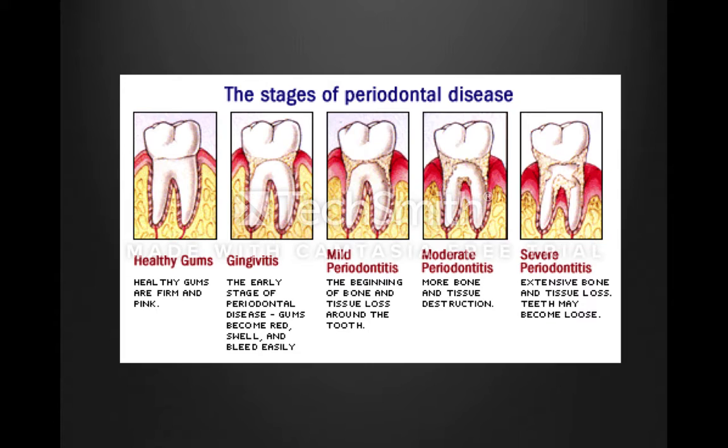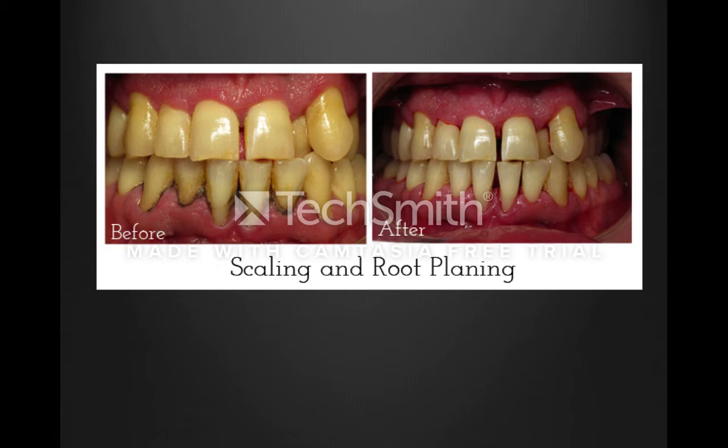This is just a quick example of what the stages look like for periodontal disease. So we're going from healthy gums to severe. And the more severe, the harder it is to treat, the longer it is to treat, but we notice more results when we're comparing before and after photos.